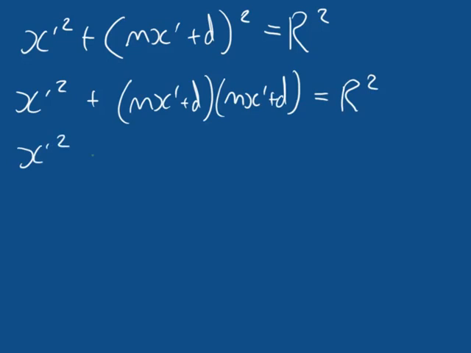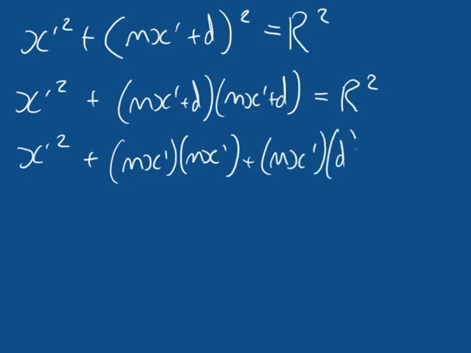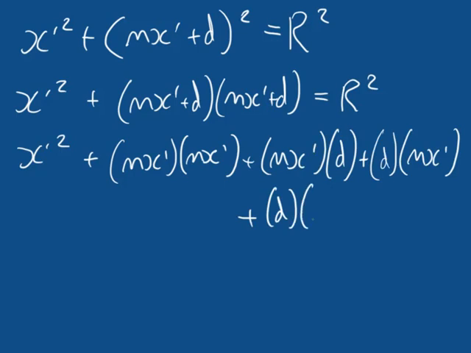So x' squared is going to add to mx' times mx', plus mx' times d, plus d times mx', plus d times d, which is equal to r squared.